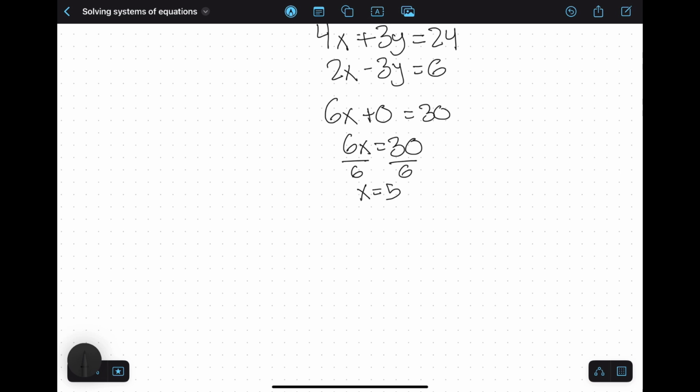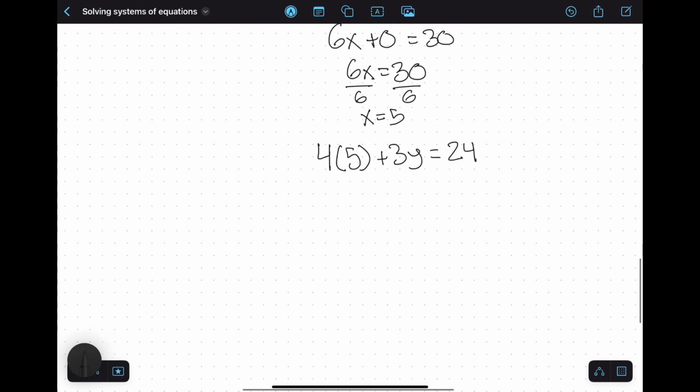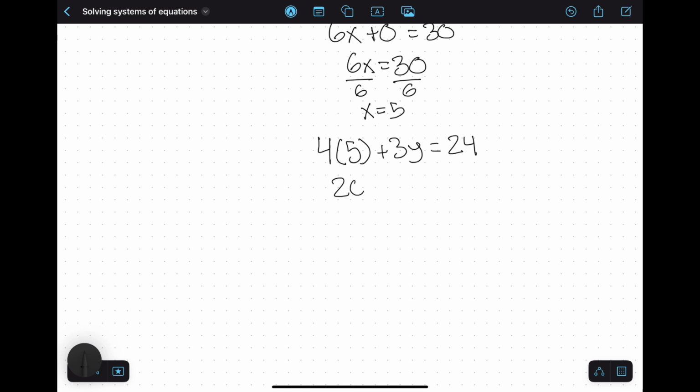Now, we're going to plug that 5 into one of the original equations. So we're going to choose 4x plus 3y is equal to 24. We're going to substitute the x for 5. 4 times 5 is equal to 20 plus 3y is equal to 24. To isolate the 3y, we have to subtract 20 from both sides. Minus 20, which leaves us with 3y is equal to 4.